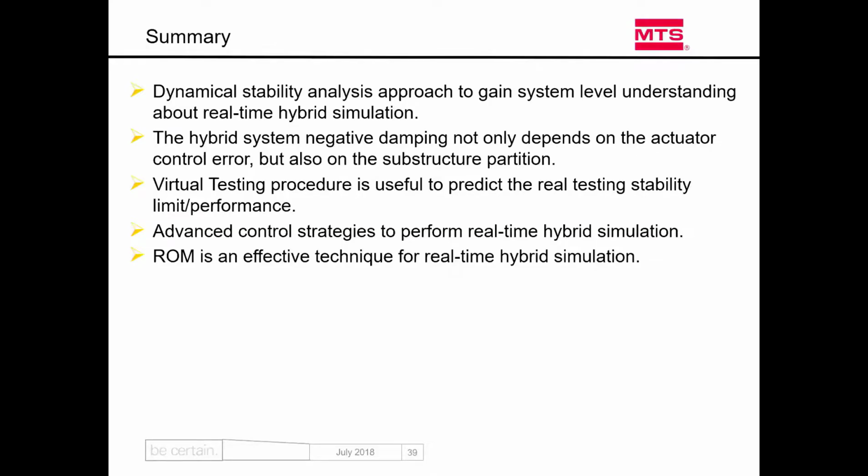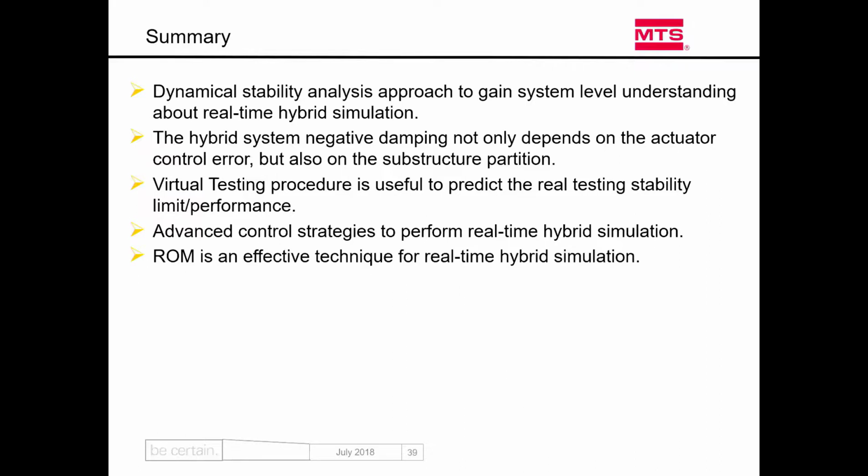So in summary, we need to be very careful about a real-time dynamic hybrid system. You need to do a lot of things. You can do some pre-screening stability analysis to know if your design is good, if your substructure selection is possible for the hybrid simulation. And then this negative damping, again, depends on the actuator control error, but also depends on how you define your hybrid system.